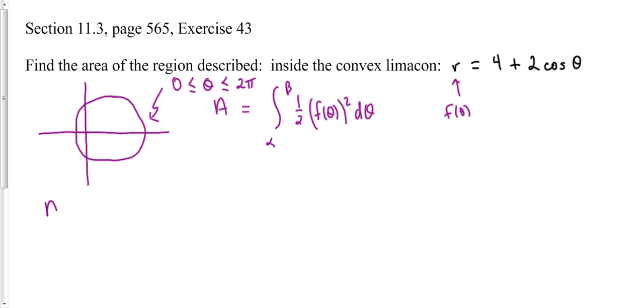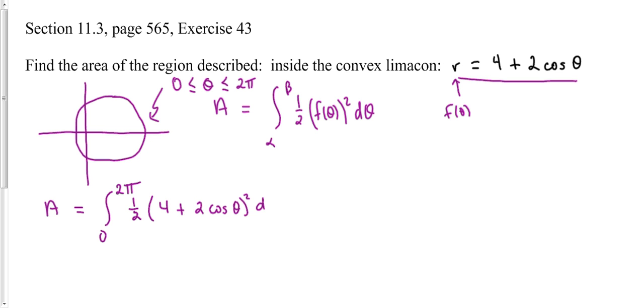So when I find my area here, I'm going to do the integral from 0 to 2 pi. Like I said, that took me all the way around my curve. I'm going to have 1/2, and then I'm going to have f of theta, or r, which is defined up here. So that's going to be 4 plus 2 cosine theta squared d theta.